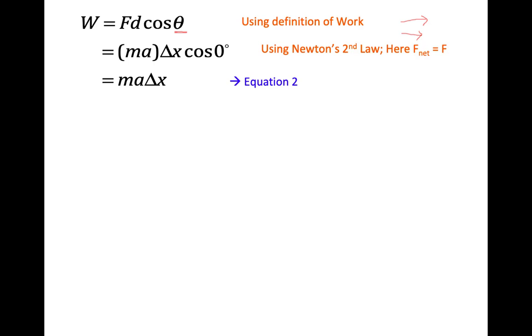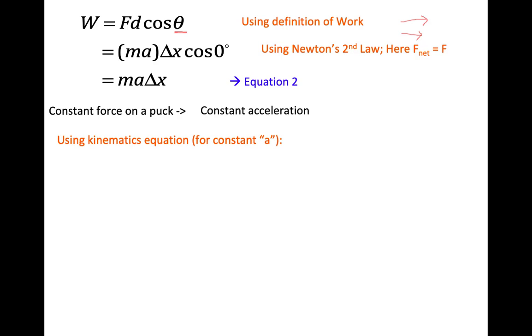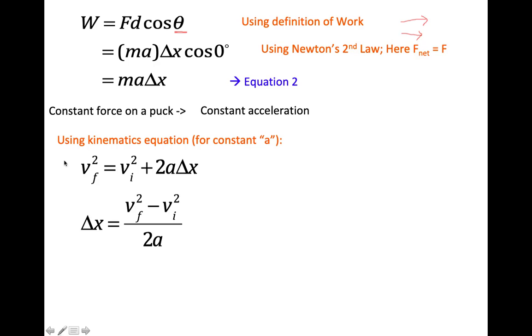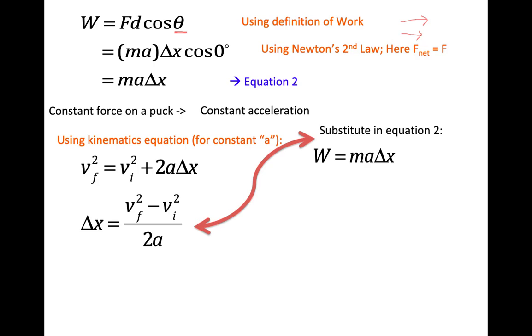Because the force is constant, it means that the acceleration is constant, and we can apply the kinematics equations of constant acceleration. One of the kinematic equations that does not use time is this one: Vf squared equals Vi squared plus 2a delta x. We rearrange it, take Vi squared to the other side and divide by 2a. We get this expression for displacement. Now we can substitute this formula for displacement in equation 2 here. In ma delta x, instead of delta x we put this expression.